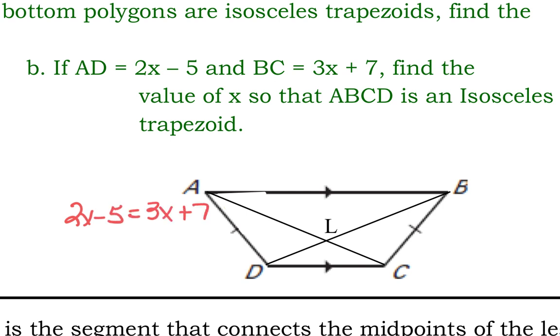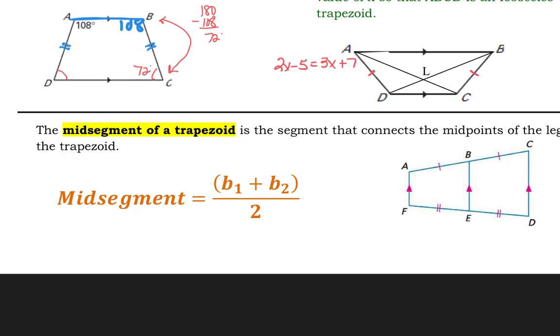They would be equal. Mind you, these are the legs. The legs on the isosceles trapezoid are congruent. Now they have to tell you it's isosceles, or you have to have something like this marked for you to assume it's isosceles. Okay? All right, next thing.